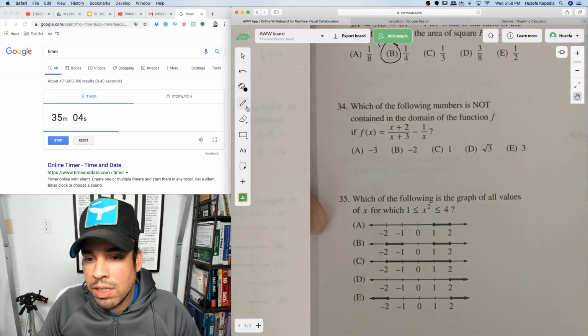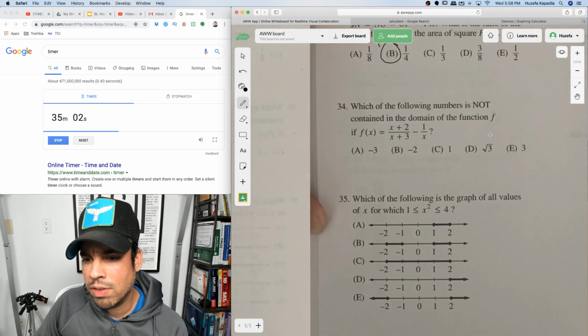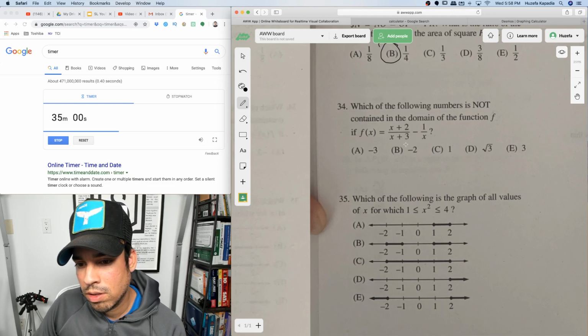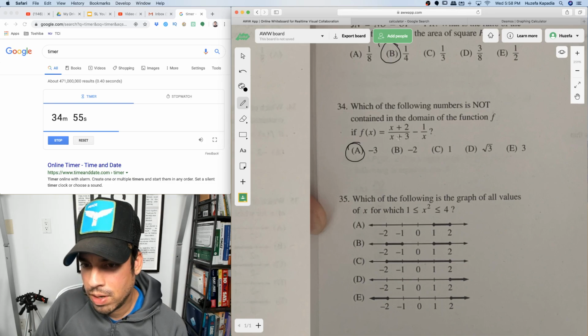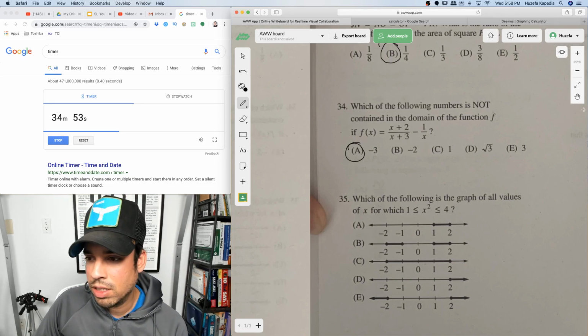Which of the following numbers is not contained in the domain of the function? -3. Because that would send this to 0, and we don't want a denominator to equal 0 ever.